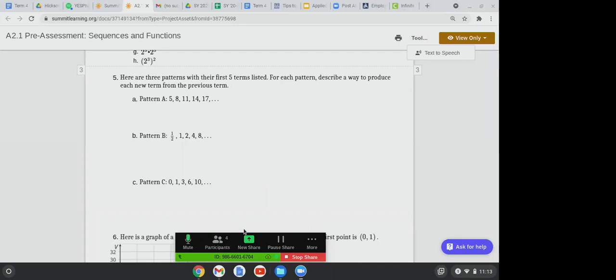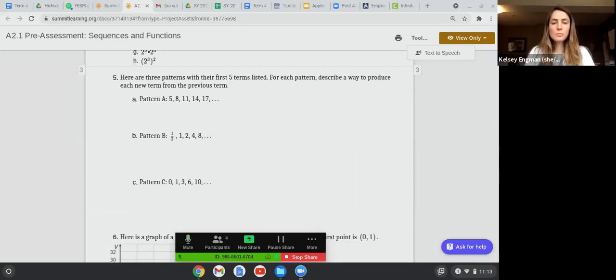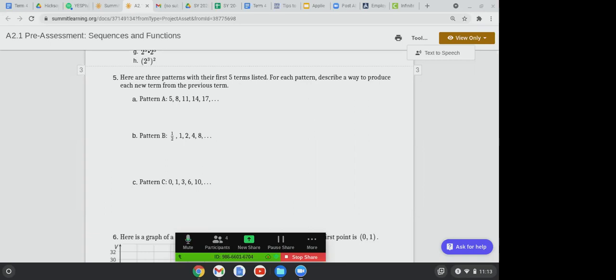But yeah, so for 5, again, we started with 5. We did something and got 8. We did that same thing, got 11. Did the same thing, got 14. Did the same thing and got 17. The question is, what did we do? Add 3. Add 3. Yep.